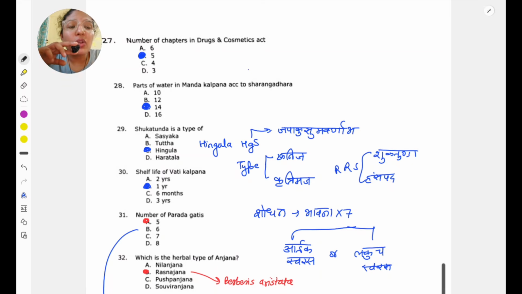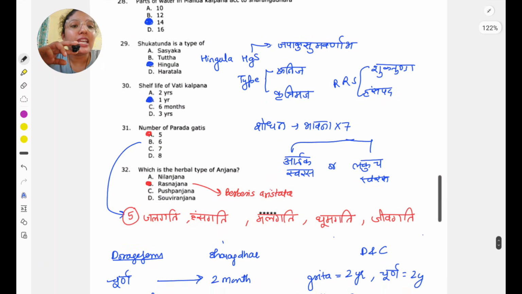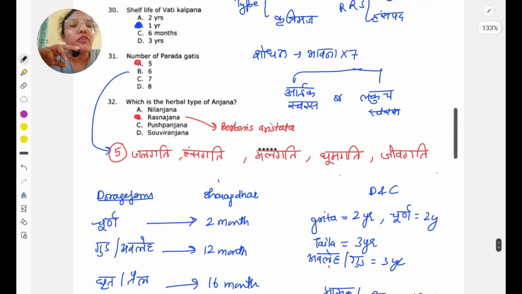Shukatunda is a type of Hingula. Hingula is Cinnabar, HgS, and Japa Kusuma Varnabham is the Grahya Lakshana. Two types: Khanija or Kritrimaja. According to Rasaratna Samuccaya, Shukatunda and Hamsapada. Shodhana is done by Bhavana; you can do 7 times Bhavana in Adrak Swarasa or in Lakucha Swarasa. Then the question is shelf life of Vati Kalpana, which is 1 year according to the D&C Act.